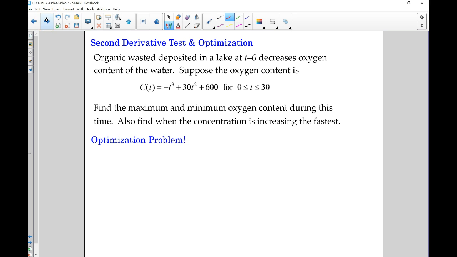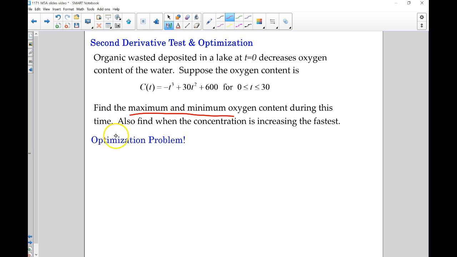Alright, now, optimization type problem. We're given a scenario and in that scenario, we're asked for a maximum minimum oxygen content. Okay, that means I need to find the local mins and maxes and classify them. Let's try to do the second derivative test because it's going to be a lot faster than the first derivative test.